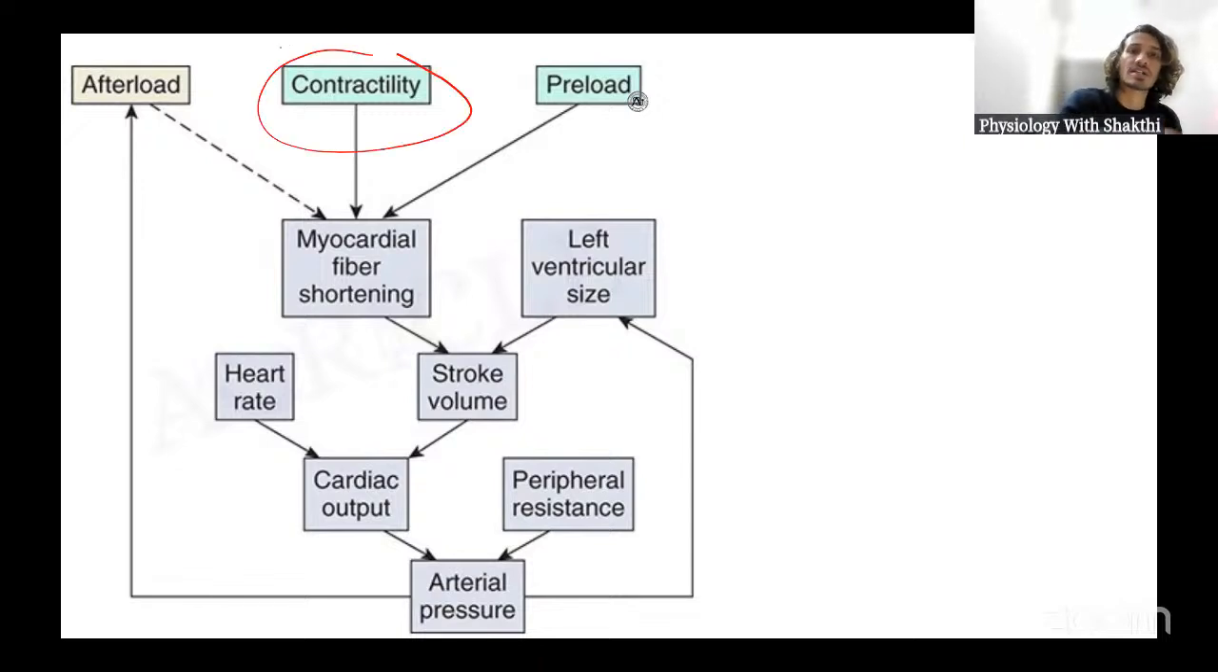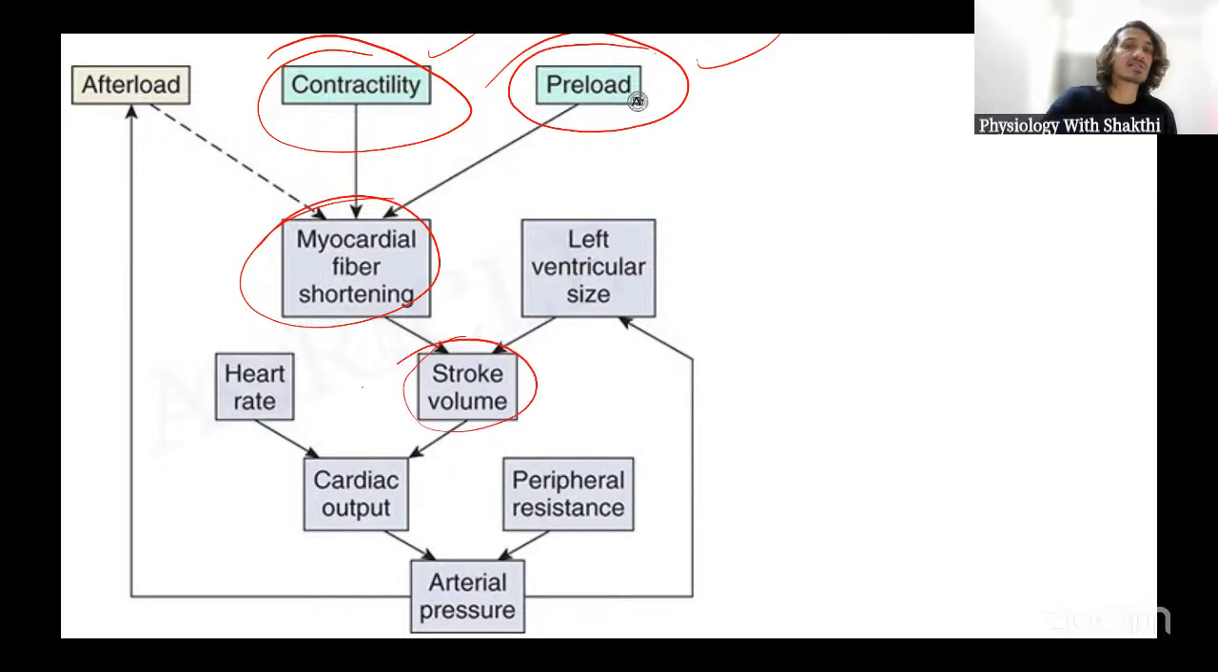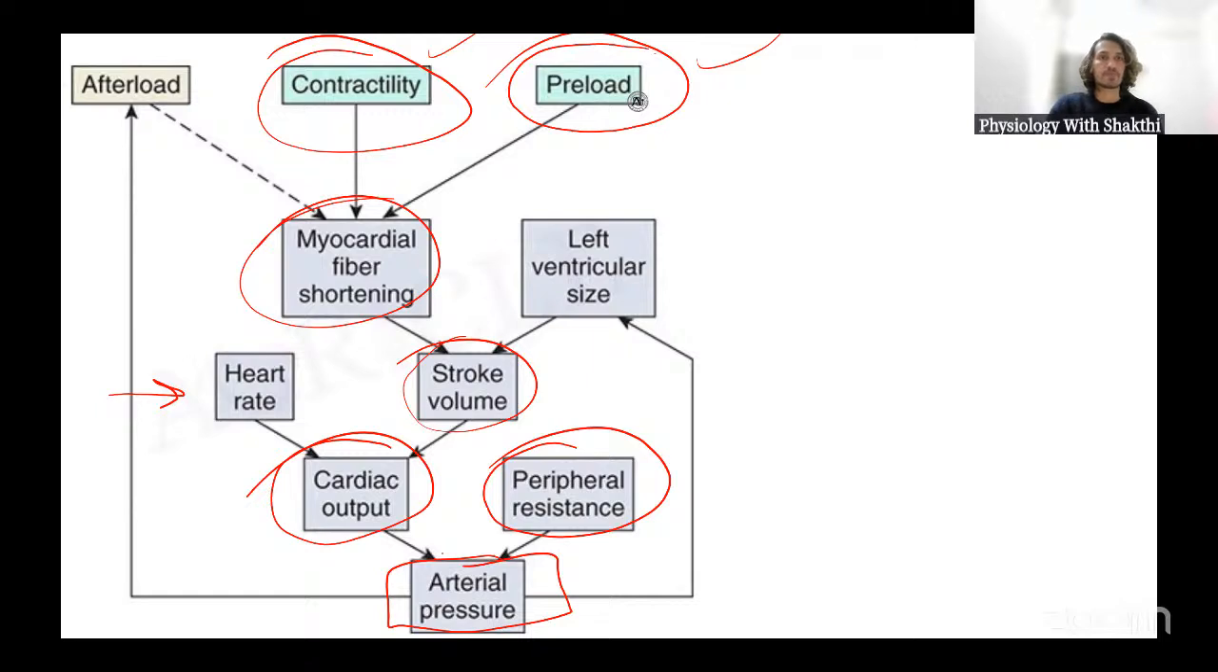So your contractility, preload, that is your homometric, heterometric regulation, affects the myocardial fiber shortening, and that will in turn control the stroke volume. Heart rate is again extrinsic regulation, and then that will decide the cardiac output. So cardiac output with peripheral resistance is what makes up your BP.